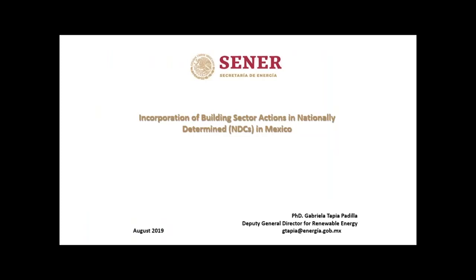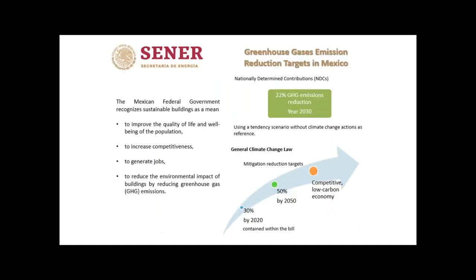Yes, so we will talk about the incorporation of building sector actions in nationally determined contributions in Mexico. The Mexican government already has goals and targets for greenhouse gas emissions. Our goal is to achieve a 22% greenhouse gas emissions reduction by the year 2030. This value considers a tendency scenario without climate change actions as a reference. That means that they take it as a baseline.